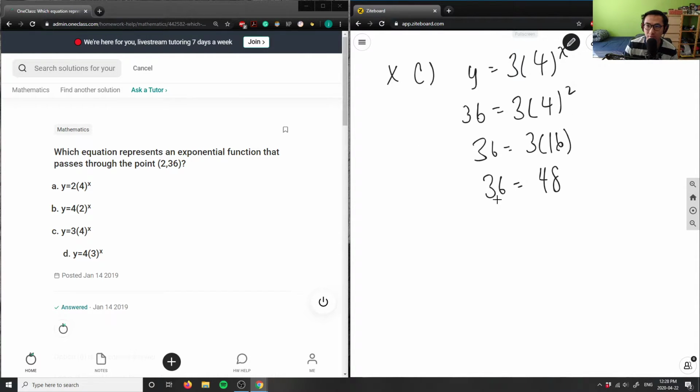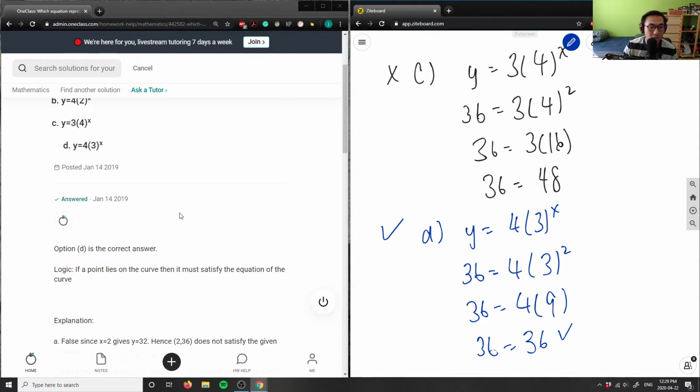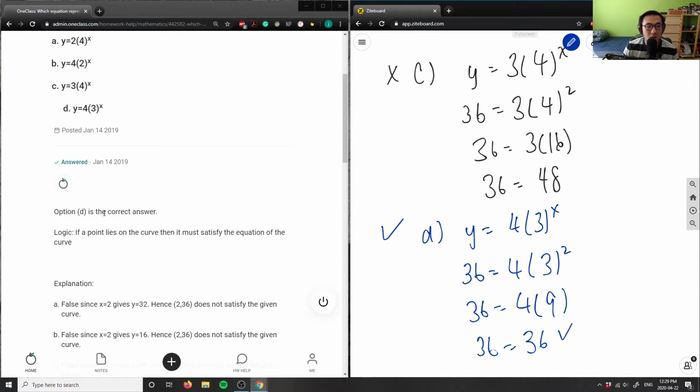So let me just verify that for you. I'll do some blue. D states that y equals 4 times 3 to the power of x. I know that y here is 36, so 36 equals 4 times 3 squared. 3 squared is 9, and obviously 4 times 9 is 36. So D is my correct answer. It satisfies this exponential function that passes through (2, 36). So option D is the correct answer.